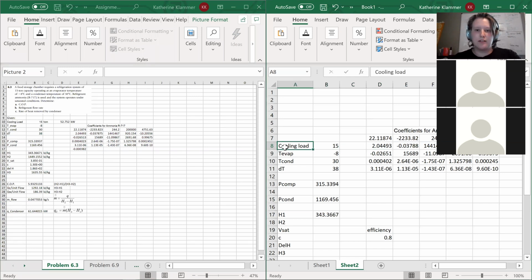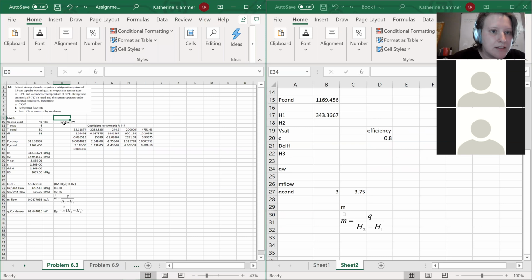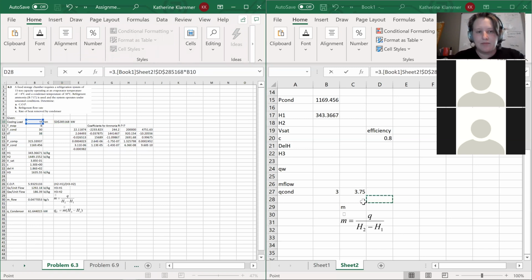So we have our cooling load here. The cooling load is saying we have 15 pounds of stuff in our refrigerator, and that's how much stuff we're going to have to cool down. So we take 15 and we multiply it by, I believe it's just this. Yeah. 3.5168.